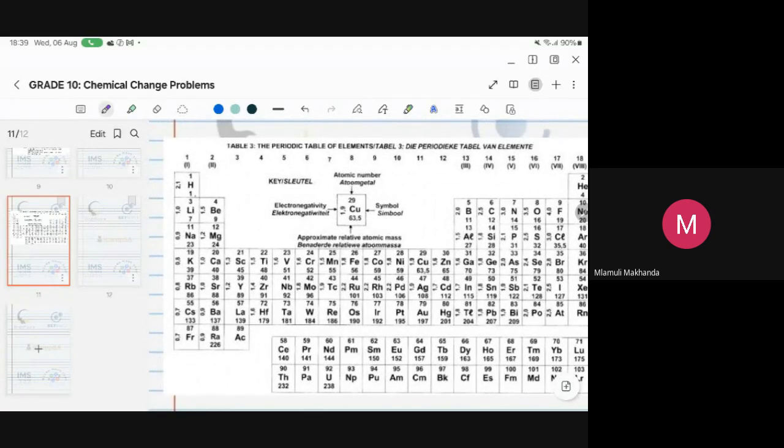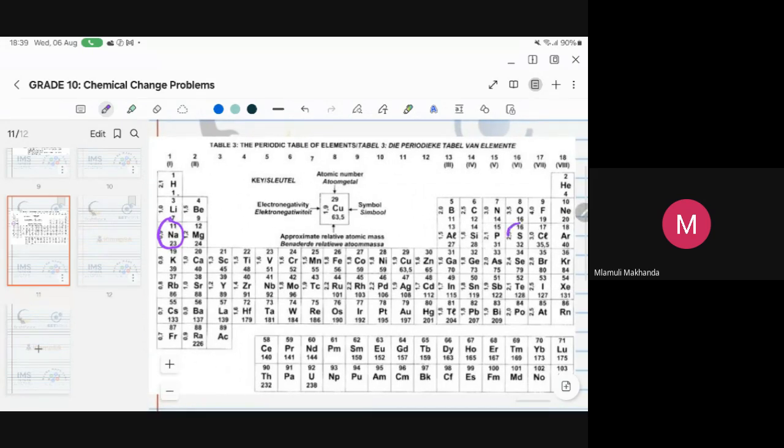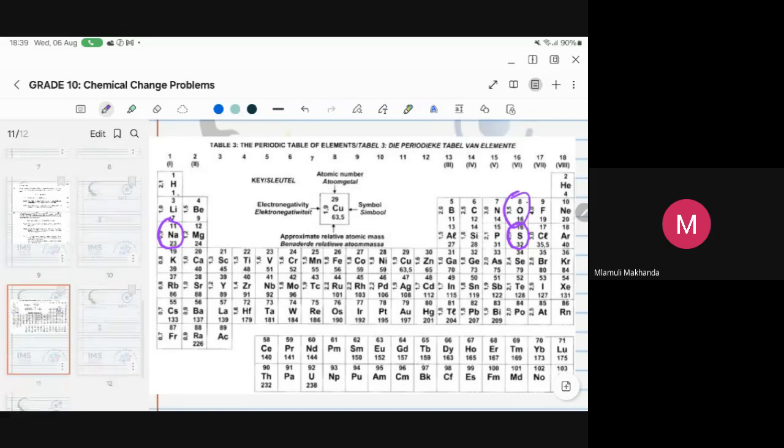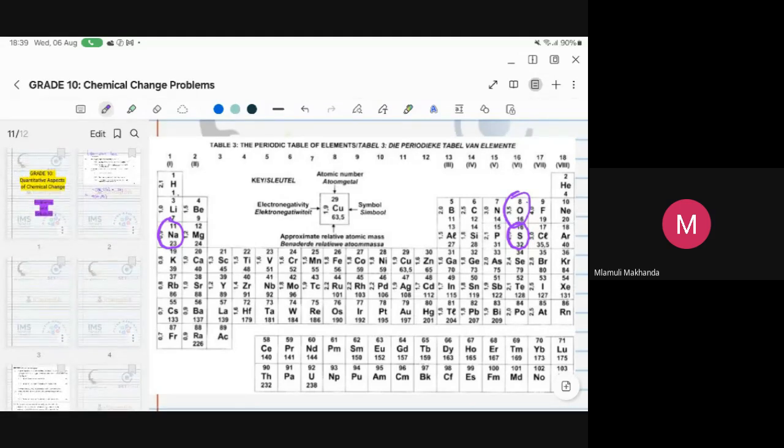Sodium is here. It has a molar mass of 23 grams per mole. And then sulfur is there. It has a molar mass of 32 grams per mole. And I think we also had oxygen. Oxygen is just right here. It has a molar mass of 16 grams per mole. So let's go back and calculate the total molar mass of this compound.